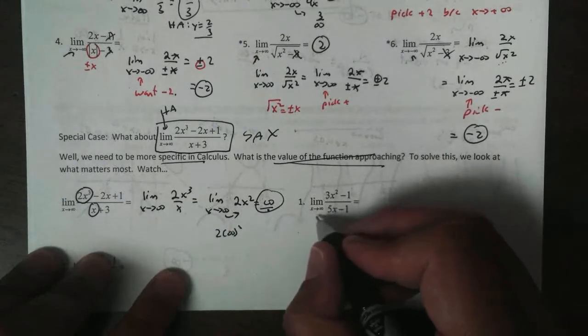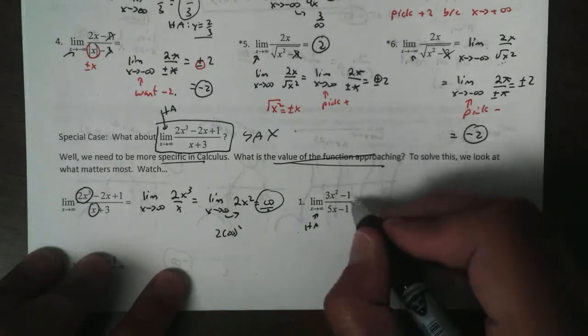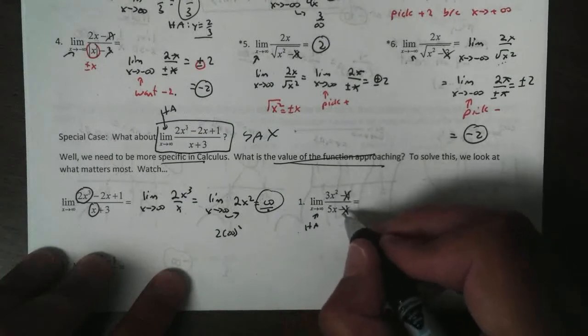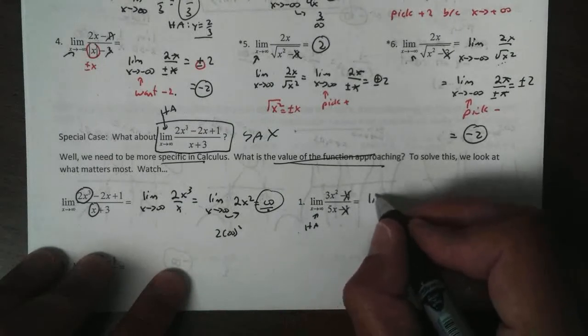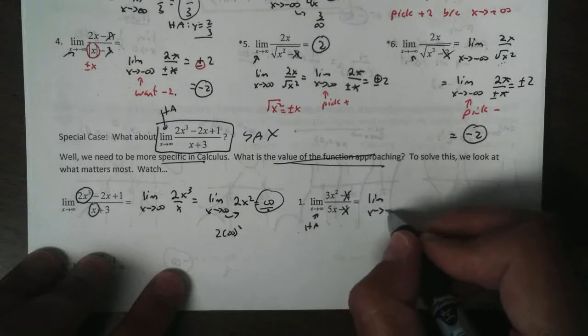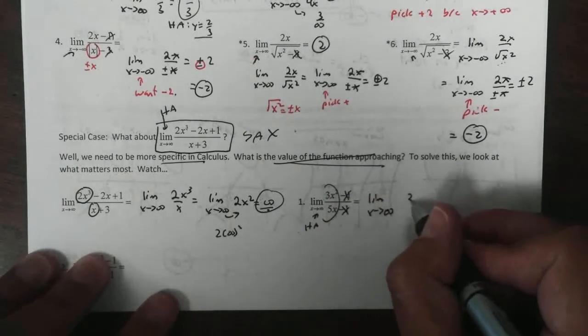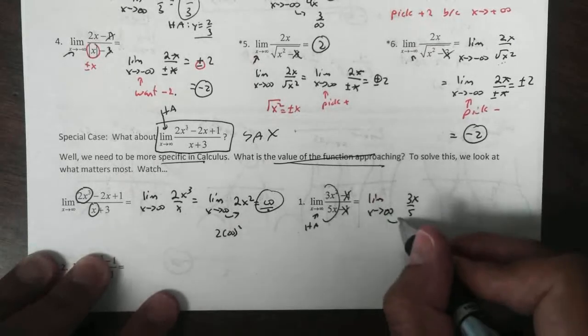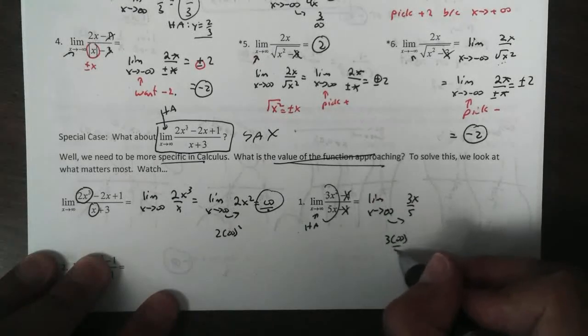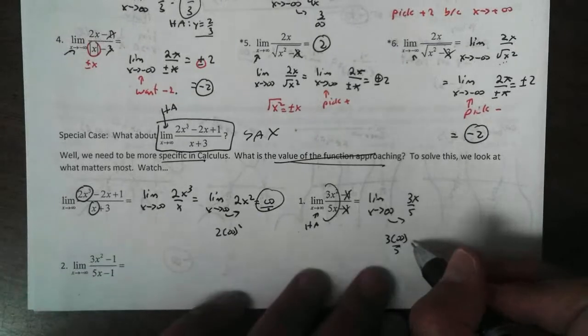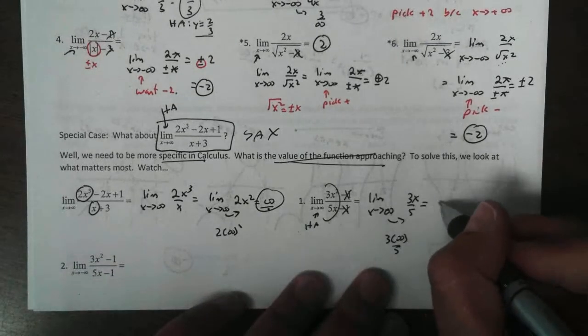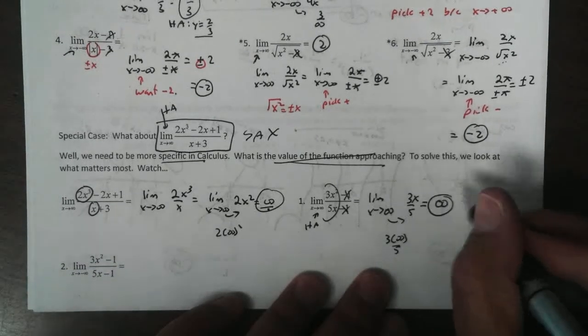So let's try number 1 right here. Same idea. I'm going to infinity, so I'm looking for horizontal asymptote. So those don't matter none. So this says the limit as x goes to positive infinity. And again, if you're good at algebra, you can reduce this: 3x over 5. And if you plug in, we got 3 times infinity over 5. We don't ever really write that, we just think it. But we know that that's going to become, again, positive infinity.